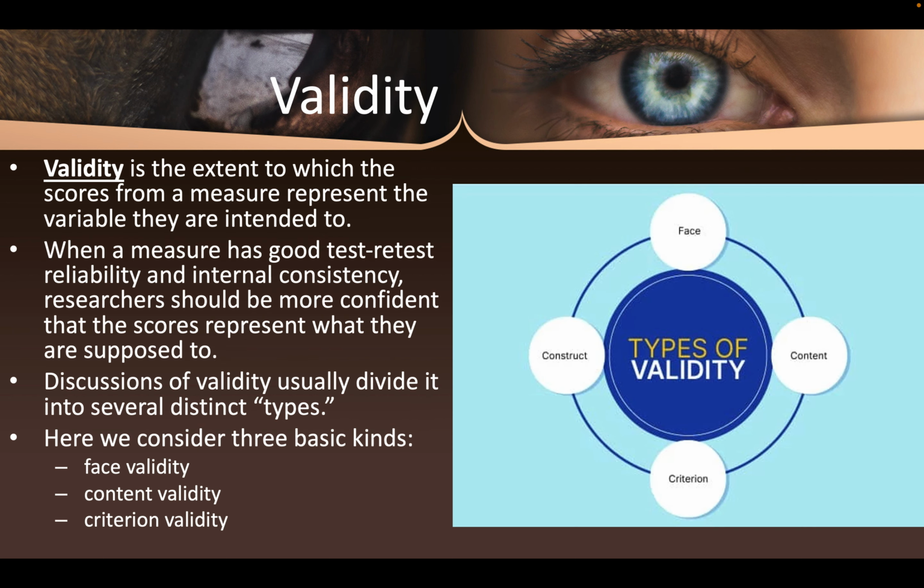Okay. Validity is the extent to which the scores from a measure represent the variable they are intended to. When a measure has a good test-retest reliability and internal consistency, as determined by Cronbach's alpha, researchers should be more confident that the scores represent what they are supposed to. Discussions of validity usually divide it into several distinct types. Here we consider three basic kinds: face validity, content validity, and criterion validity. And this shows construct validity, but we're not going to talk about that.